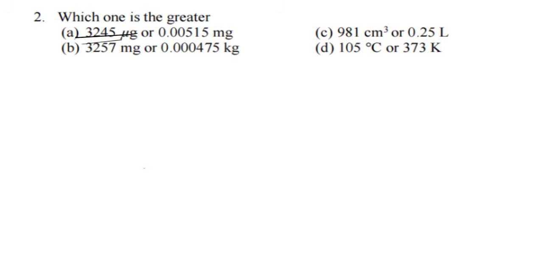So basically that's how we solve all these ones. Let's solve B as well. So for B, we are told that we've got 3257 milligrams. Okay, then the other one is in kgs. So we're supposed to also convert to the same unit. So in this case, what is the conversion unit between the two?